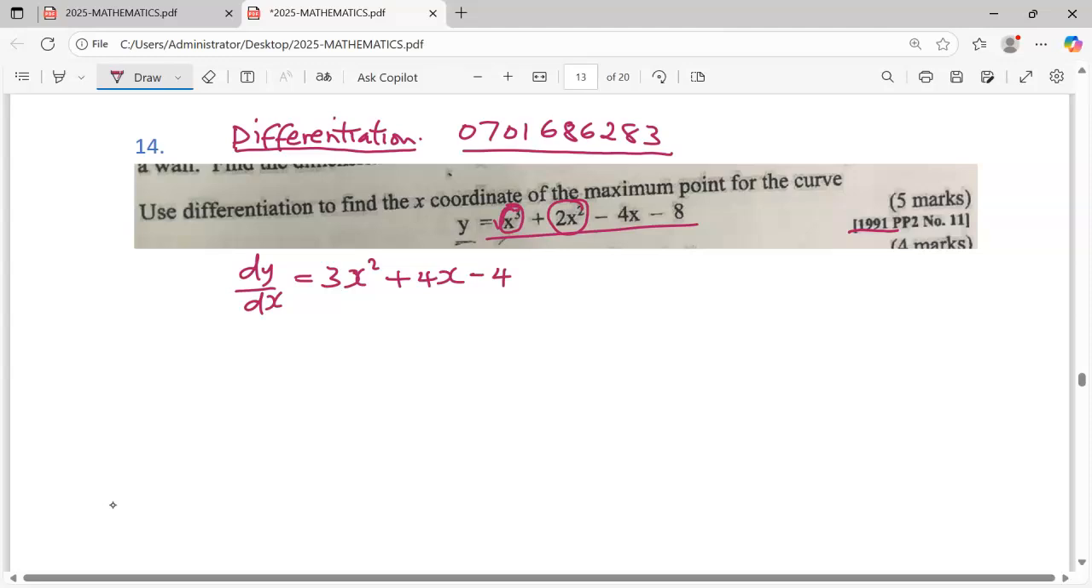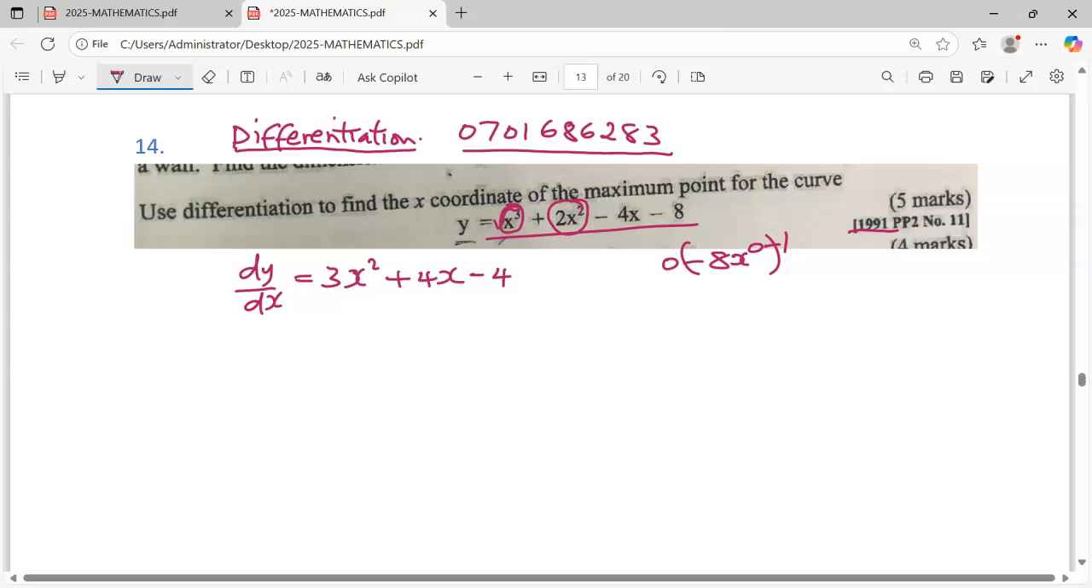We do not differentiate minus 8 since we are differentiating y with respect to x. Even if we were to differentiate minus 8, this is the same as minus 8 raised to the power of 0. We bring down 0, then we subtract 1. 0 times anything will be 0, and therefore we do not touch minus 8.